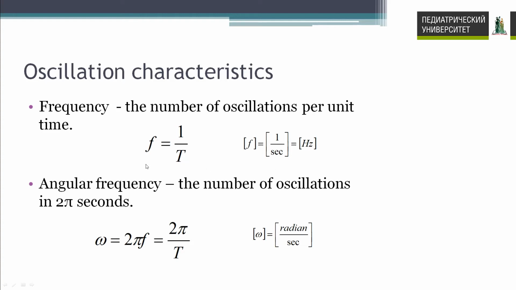The next characteristic of oscillations or vibrations is the angular frequency. Angular frequency is denoted by the letter omega. This letter is omega, not W. This letter is omega, a Greek letter.